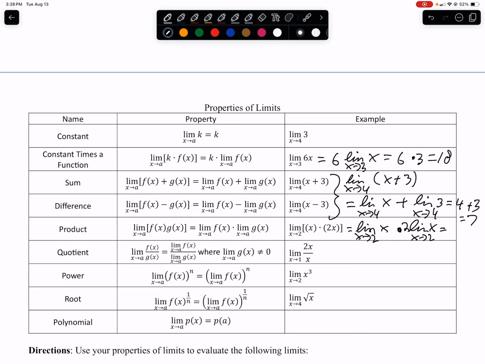All right, we're almost finished here. So this, we learned this property earlier. The answer to that's just going to be 2. And the limit to this is also going to be 2. So we have 2 times 2 times 2, and the answer is going to be 8.